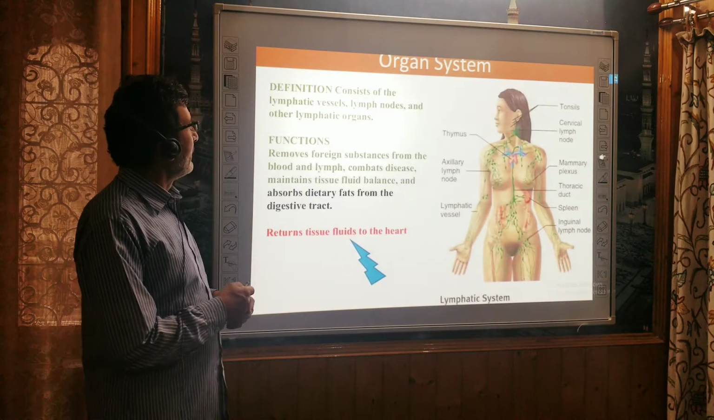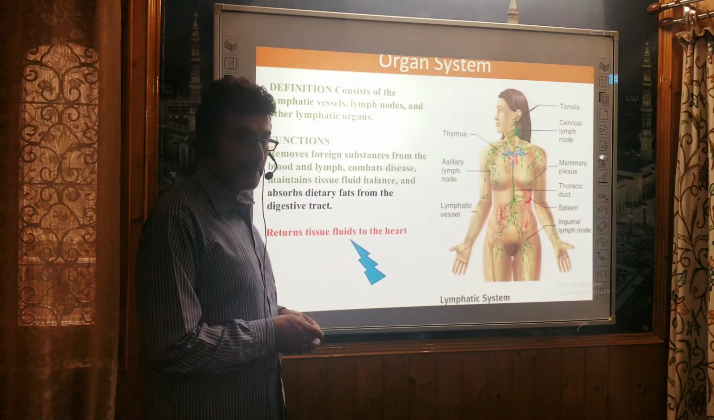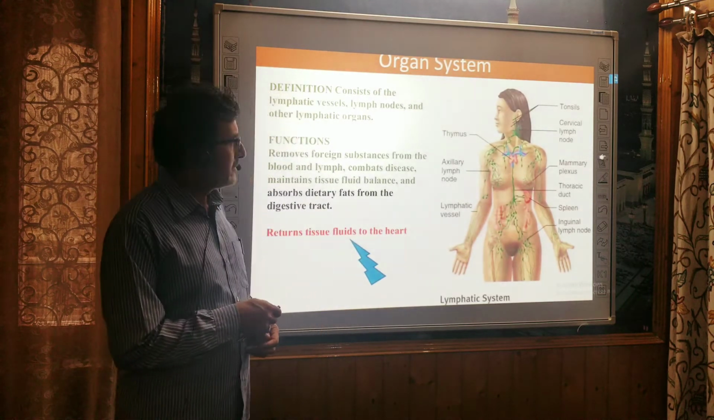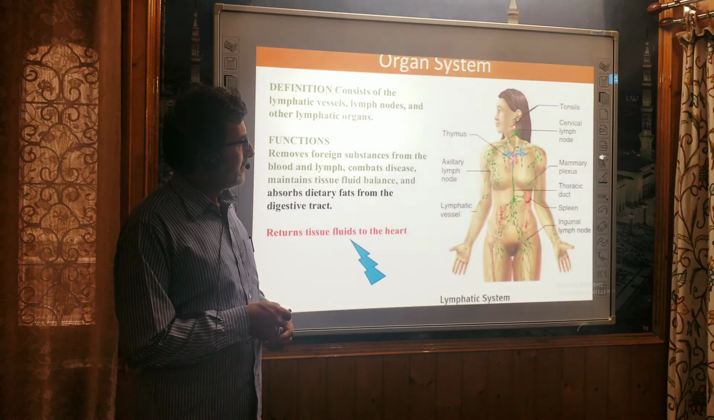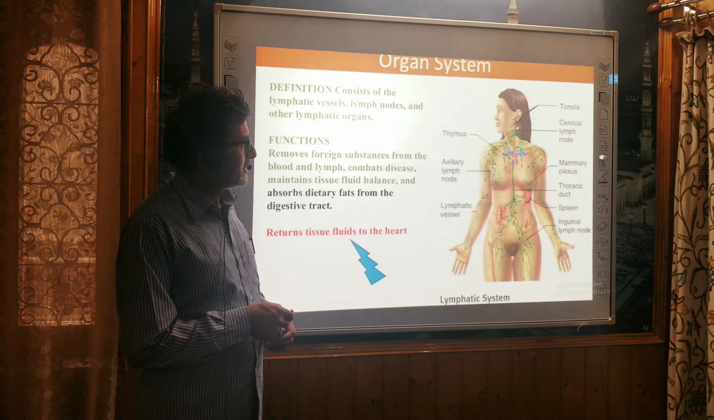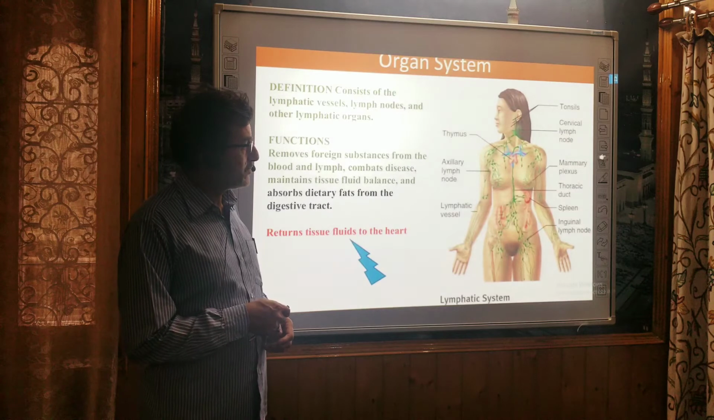Next, lymphatic system, which maintains our immune system. These are the cells, tonsils, which have no blood supply, sensitive cells. This is lymph node. This is thymus gland, which gives us thymosin.